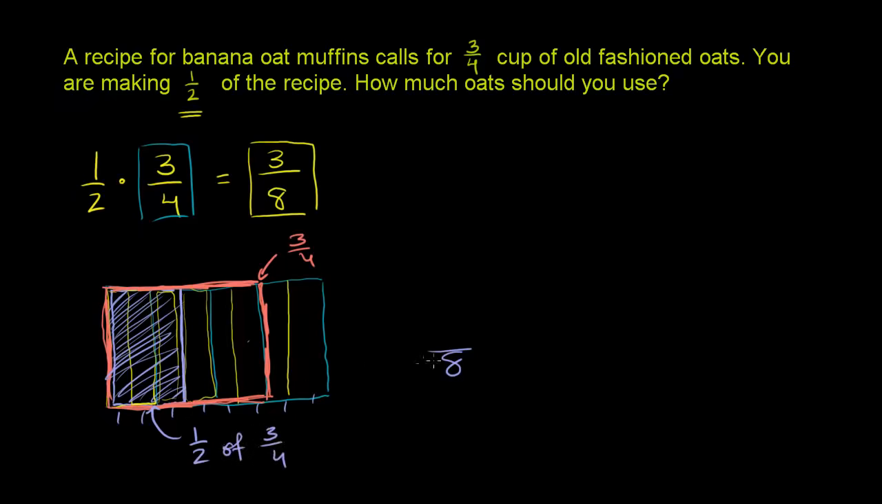But let's think about it in terms of the 8s. How many of these sections of 8 is it? Well, you have 1 section of 8 here, 2 sections of 8 there, 3 sections of 8. So it is 3/8. So hopefully that gives you a more tangible feel for what it means when you take 1/2 of 3/4.